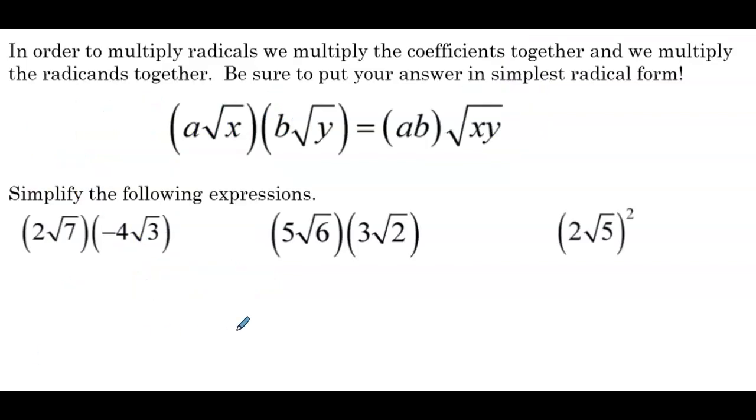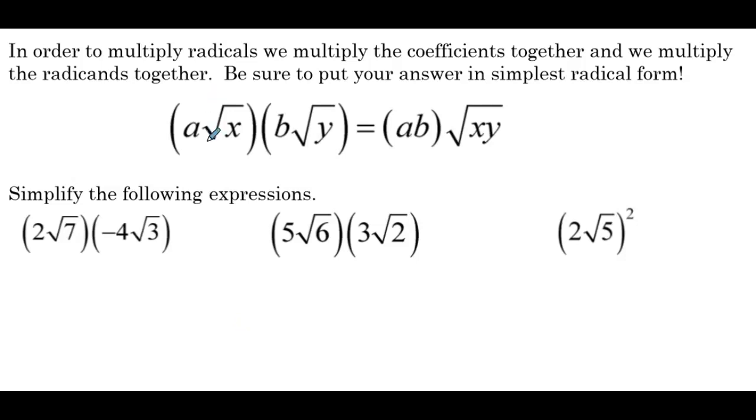How do we multiply expressions with radicals? So in order to multiply radicals, we multiply the coefficients together, and we multiply the radicands together. So in this operation, both the coefficients and the radicands are being combined. And we want to make sure that our final product is in simplest radical form. So we may have some work to do after we take the product.